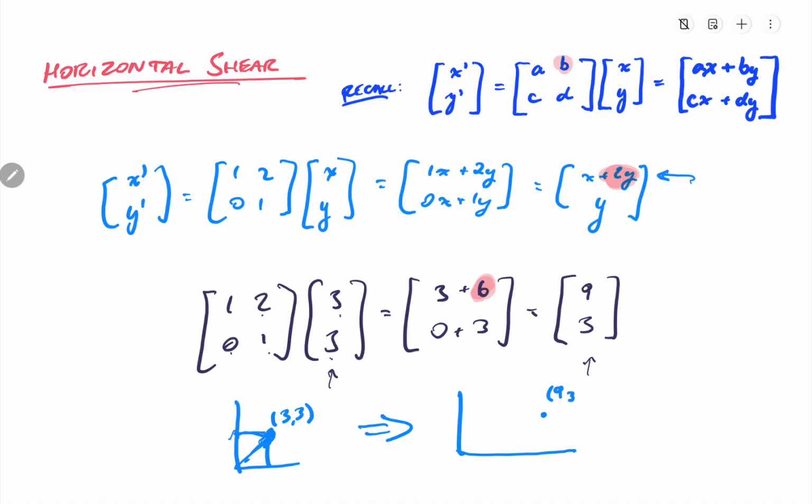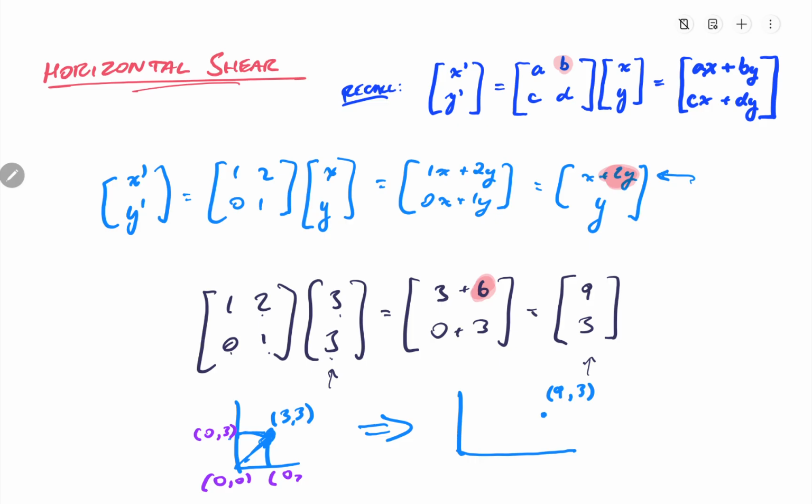But there are 4 corners to our square. Let's look at how each corner is affected by this transformation. So the initial points in our square, we had 0, 0. We had 0, 3. 0, 3 is up here. And we had 3, 0 down in the corner there.